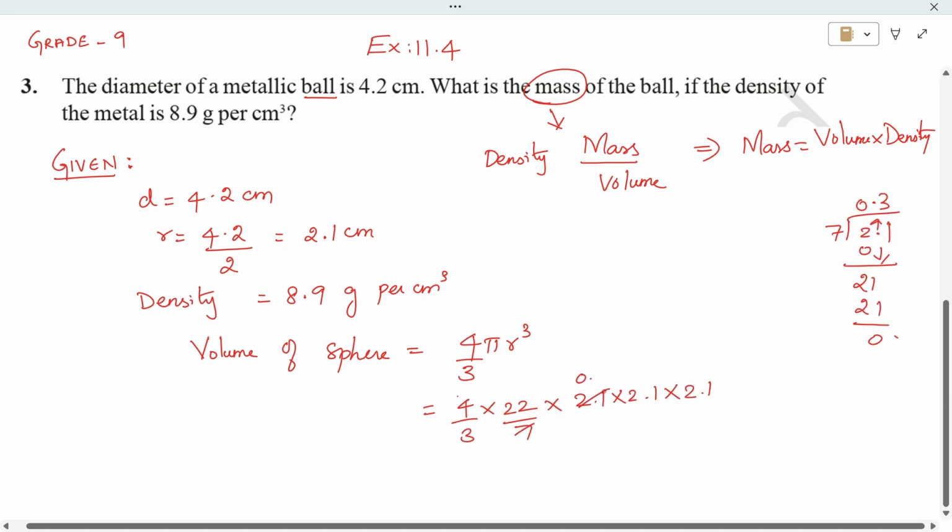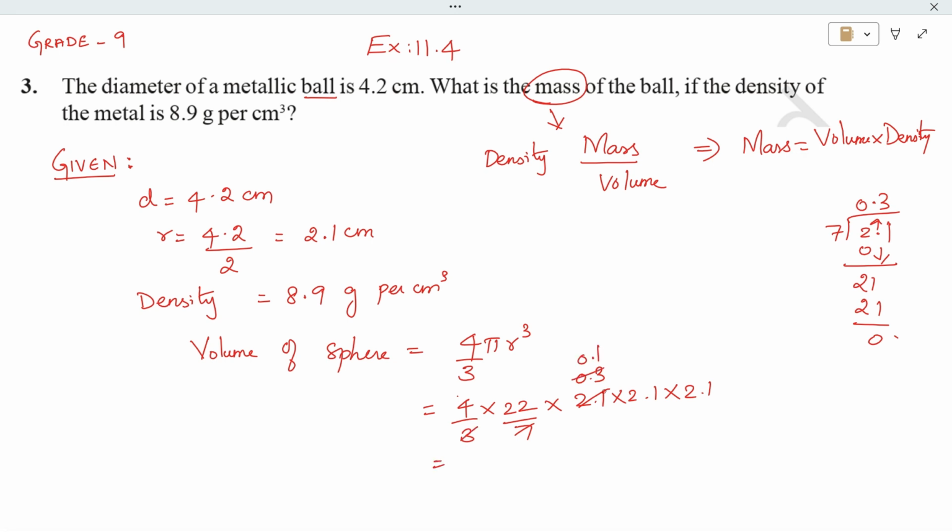So it is cancelled by 0.3 times. 3 and 0.3 will be cancelled by 0.1 times. 4 times 22 is 88. 88 times 0.1 will be 8.8, isn't it? And 2.1 times 2.1, which is nothing but 21 times 21, you will get 441. And there are two decimal digits, so it becomes 4.41. So multiply 8.8 and 4.41, you will get 38.808 centimeter cube. So this is your volume, but still I need to find the mass, right?